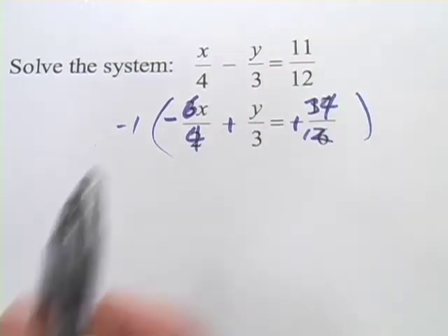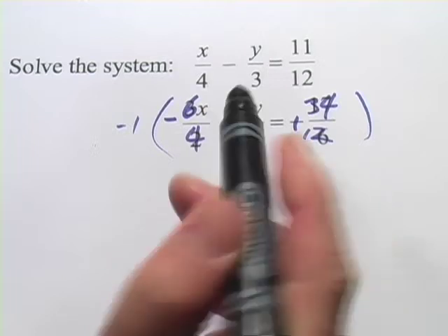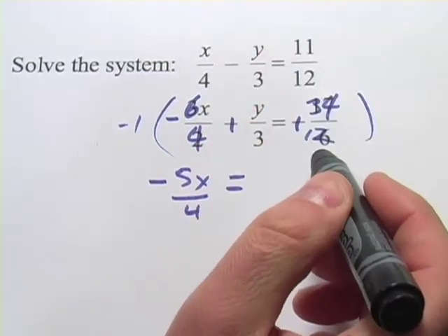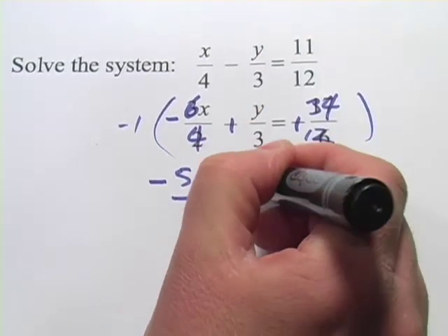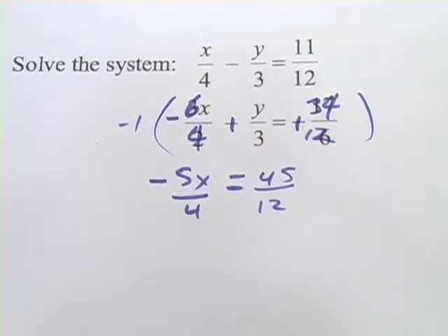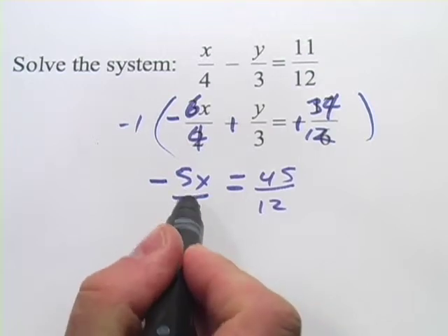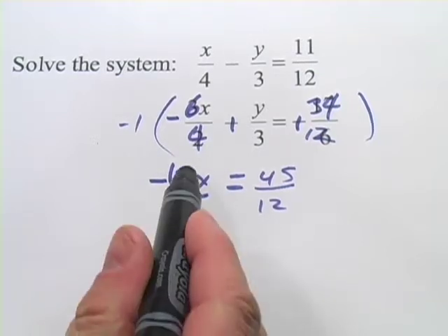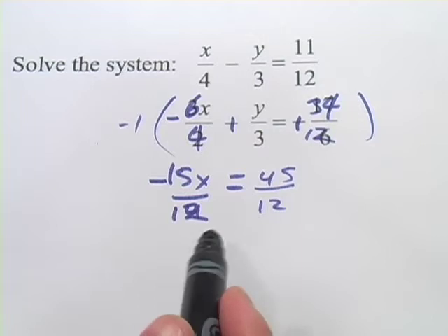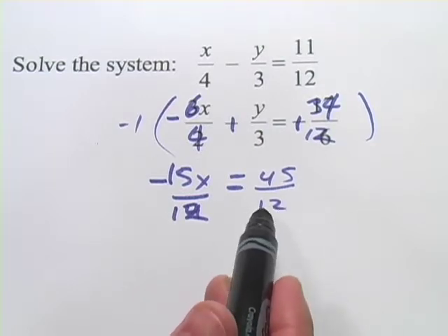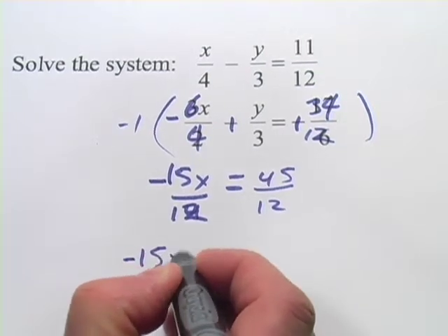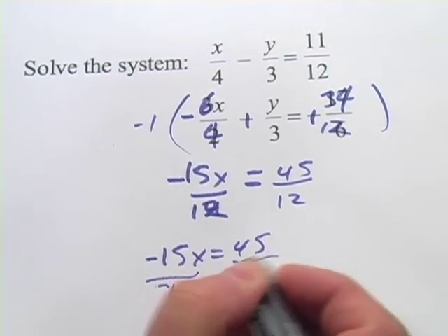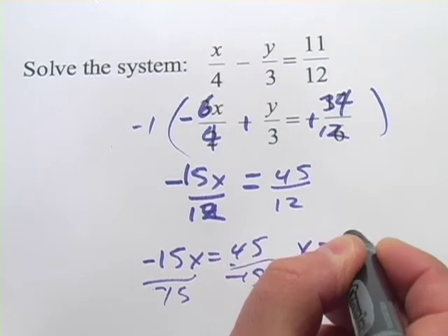All right, now I can do my addition. So x/4 and a -6x/4 is going to be a -5x/4. The y terms disappear, and 11 twelfths plus 34 twelfths is going to be 45 twelfths. Now, I think what I'm going to do is convert this guy to twelfths. So that would be -15x/12. I just multiplied by 3/3. Once I've got the same denominator on the bottom, I can just get rid of it. What I'm really doing is multiplying both sides of the equation by 12 and getting -15x equals 45. I divide by -15, and I get x equals -3.